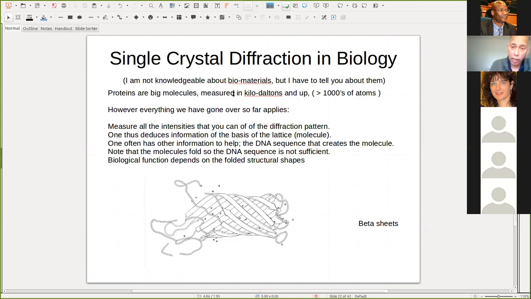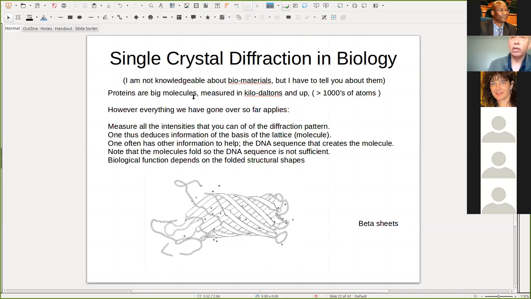The next item I'm going to talk about is not something I'm knowledgeable about. I'm not knowledgeable about biomaterials. It's not my area at all. I worked at the synchrotron long enough to know little bits of this, but I figured there may be somebody in the audience who might be a biologist, or who is interested in biology. So I just wanted to mention what goes on here.